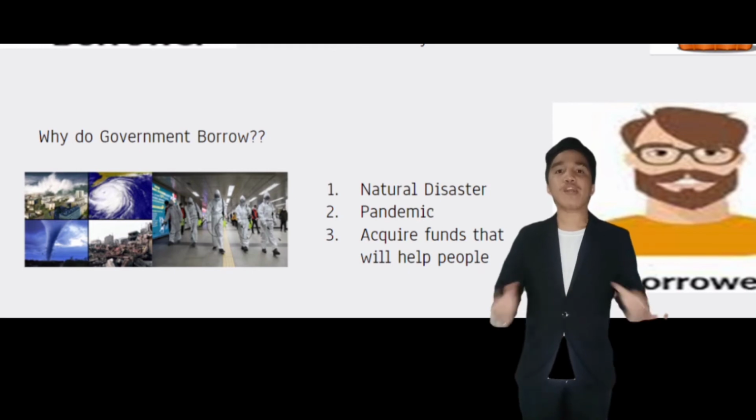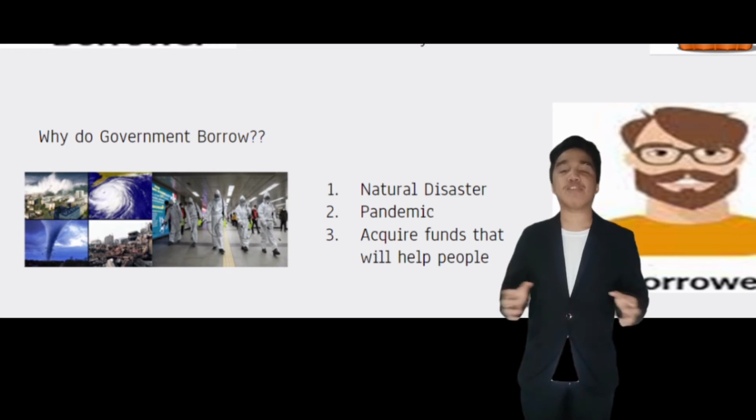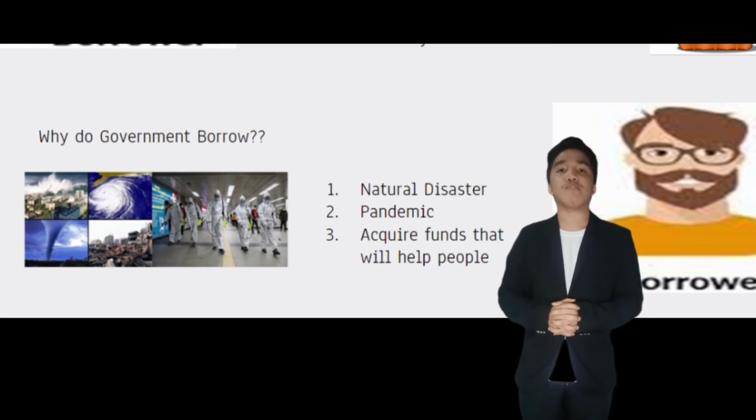Lastly, why does the government borrow money? The answer is, the government borrows money if there is an emergency like a natural disaster or pandemic, and sometimes they also borrow money to acquire things that will help people in their surroundings. This is the reason why the government borrows money.